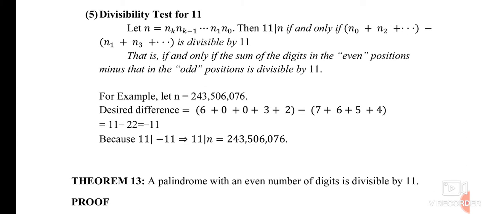For example, consider this number. Here the sum of digits at odd positions is 6 plus 0 plus 0 plus 3 plus 2. Digits at even positions are 7, 6, 5, 4. So the difference of these two summations is minus 11. 11 divides minus 11, so 11 divides this number n.